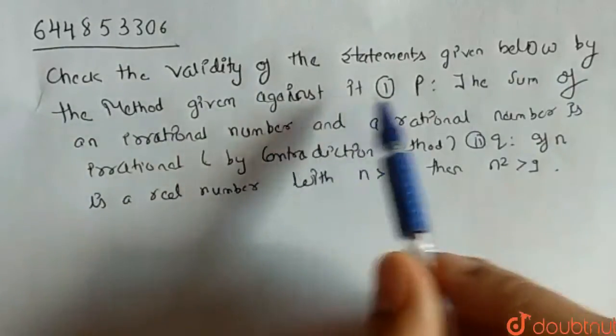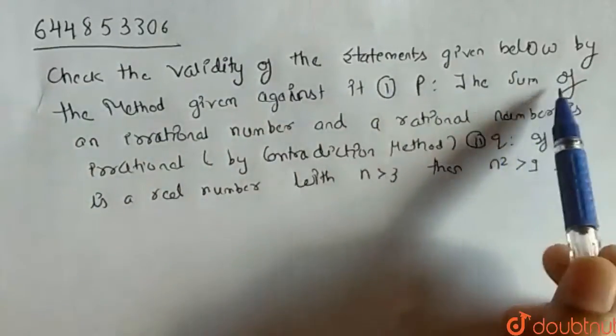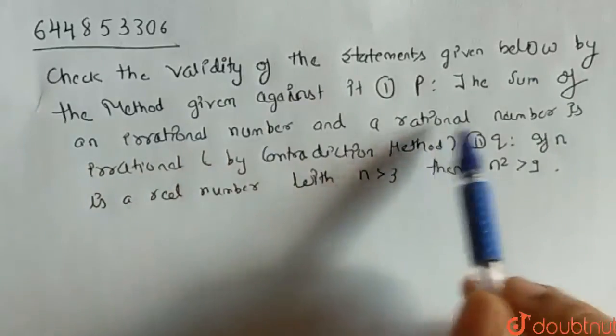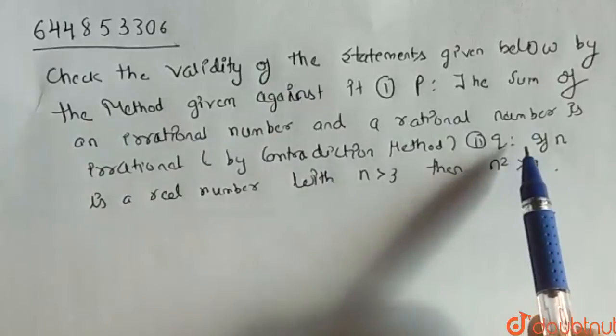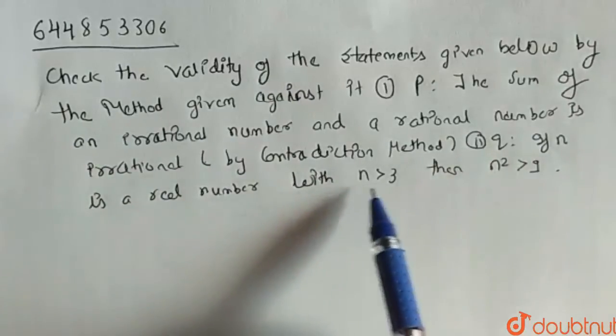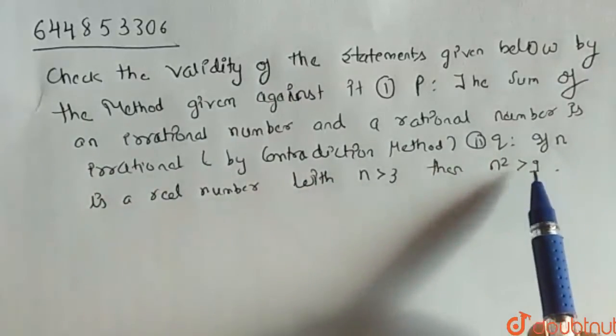Hello friends, today's question is: check the validity of the statement given below by the method given against it. P is: the sum of an irrational number and a rational number is irrational, by the contradiction method. And Q is: if n is a real number with n greater than 3, then n square is greater than 9.